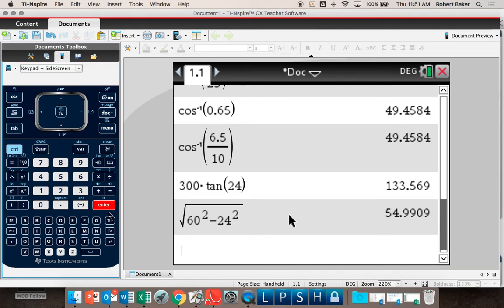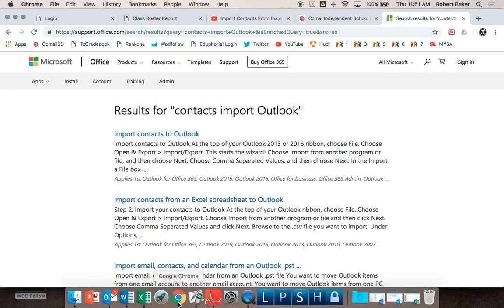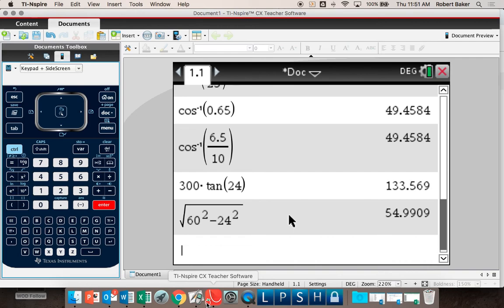Question number 20 says, you have a right triangle. The hypotenuse is 60. One side is 24. Does the third side create a Pythagorean triple? So that third side has to be a whole number. Is that a whole number? No. It's pretty close, but the answer is no. That's not a whole number. And you need to justify through what that means to answer yes or no on your test.